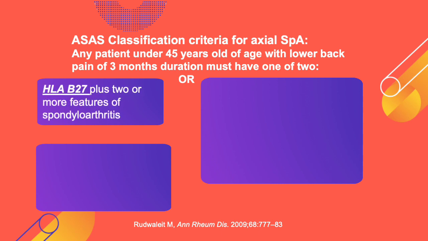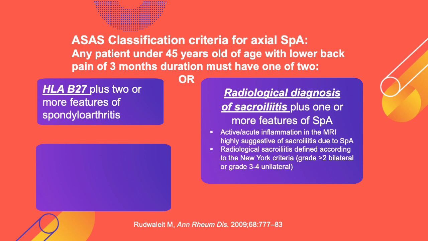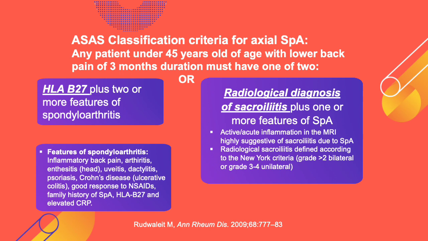One arm with clinical features of spondyloarthropathy must be present. On one hand is the clinical arm, which includes HLA-B27 positivity plus 2 or more features of spondyloarthritis, or there should be an imaging diagnosis of sacroiliitis plus 1 or more features of spondyloarthropathy. Imaging includes MRI suggestive of sacroiliitis or X-rays fulfilling the modified New York criteria. The features of spondyloarthritis include inflammatory back pain, arthritis, enthesitis, uveitis, dactylitis, psoriasis, Crohn's disease, good response to NSAIDs, family history of SpA, HLA-B27 positivity, and elevated CRP.